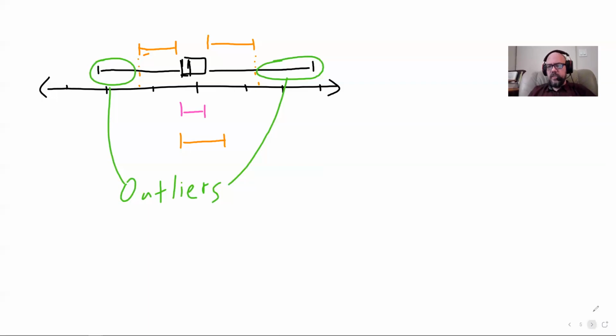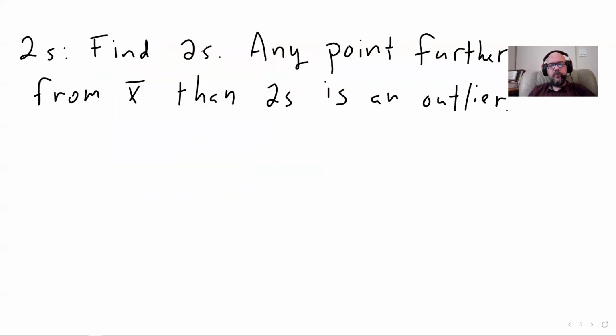All right. Let's see the method I would actually prefer to use, which is this one. 2S. So find 2S. S here is the sample standard deviation. Hope you guys remember that symbol. So find 2S. It's a number. Remember, standard deviation is a distance again. And then any point further away from the mean, the sample mean, than 2S is considered an outlier. That's it. Much easier to use than the 1.5 IQR method.